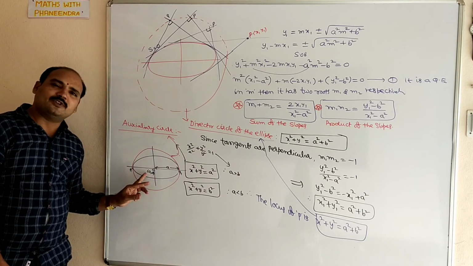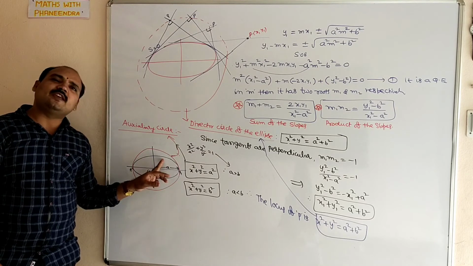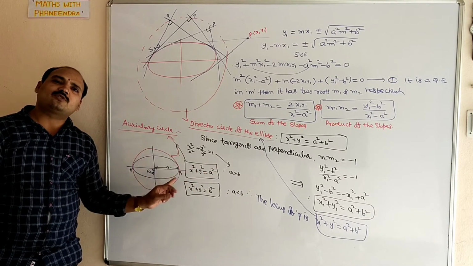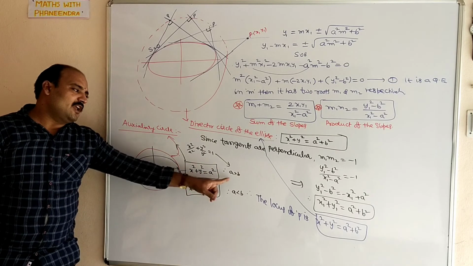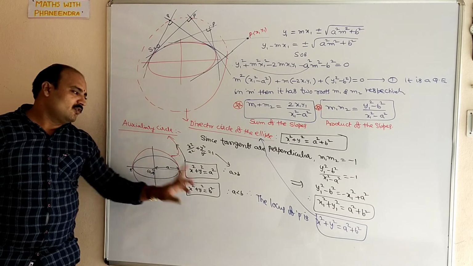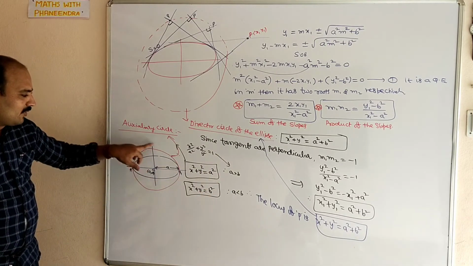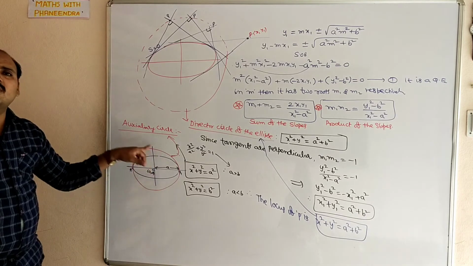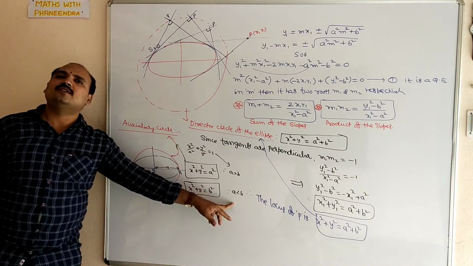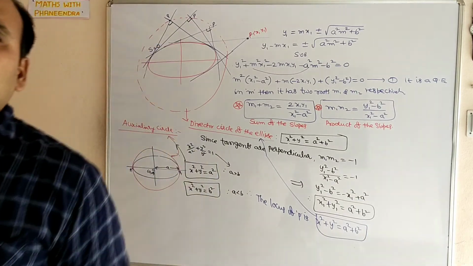The center is (0, 0). Therefore, the equation of the circle whose center is (0, 0) with radius a is (x minus 0) whole square plus (y minus 0) whole square equal to a square. So x square plus y square equal to a square. When a is greater than b, this is called the auxiliary circle of the ellipse. When a is less than b, in place of a, b will come. Why? Because the circle will become like this. That is called the auxiliary circle for the a is less than b case. We will move to the next concept.